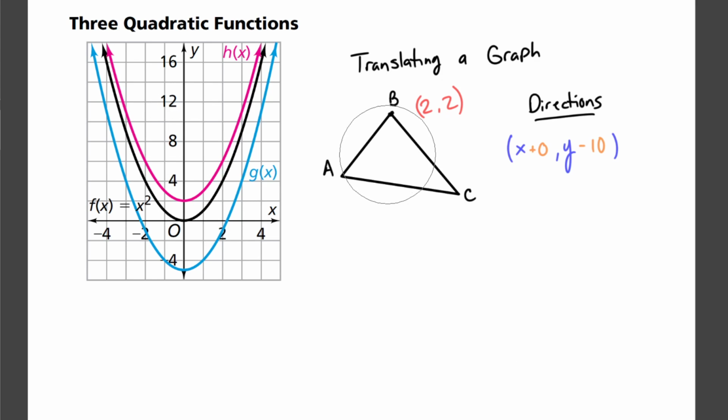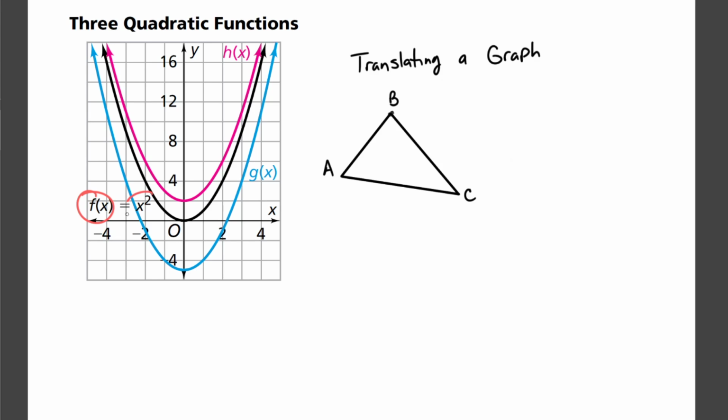So what we were talking about is we are not just going to be translating a shape, but instead we're going to be translating an actual graph. I want to emphasize the fact that our original graph is f of x, this one right here. F of x, and we're given the equation is equal to x squared. So we know each one of these is a quadratic graph because we're to the power of 2. So we have this black line here, which is x squared.